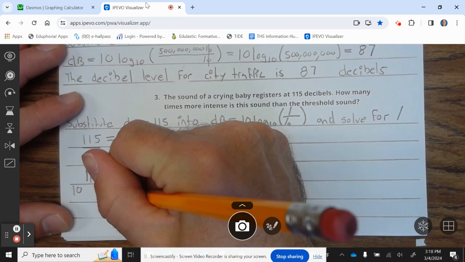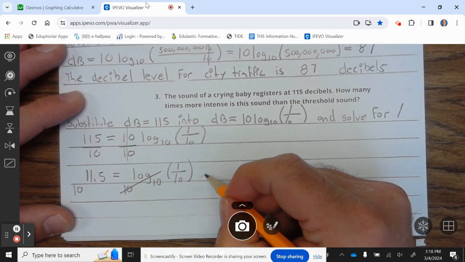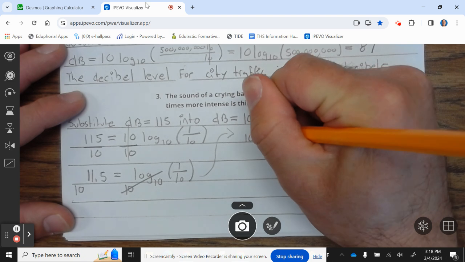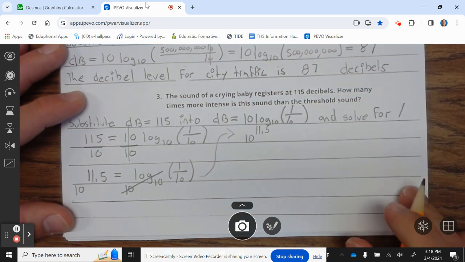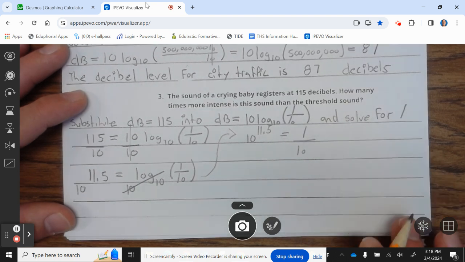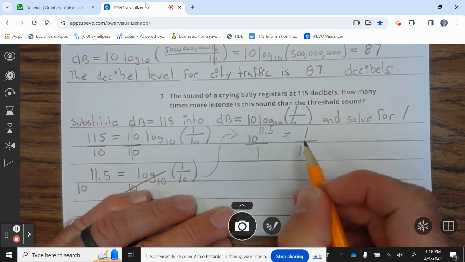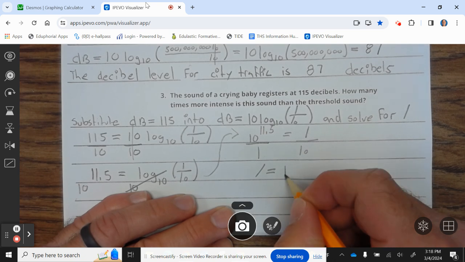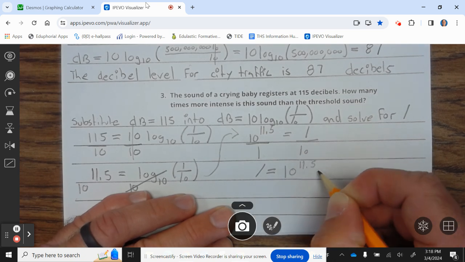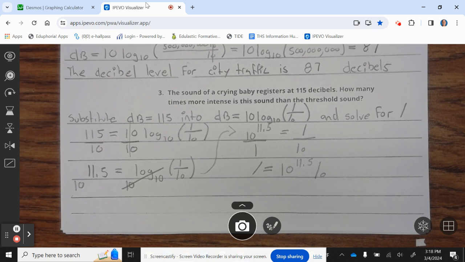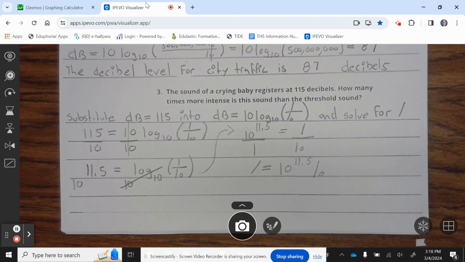Raise both sides by 10. This cancels. So then we have 10 to the 11.5 equals L divided by L naught. Let's cross multiply. So L times 1 is L equals 10 to the 11.5 L naught. All right, go ahead and finish up number 3. All right, let's take a look at the next page.